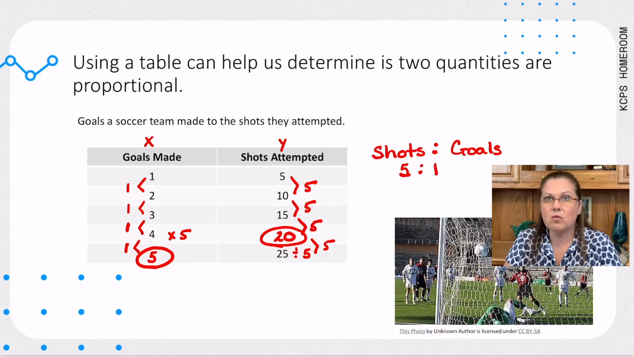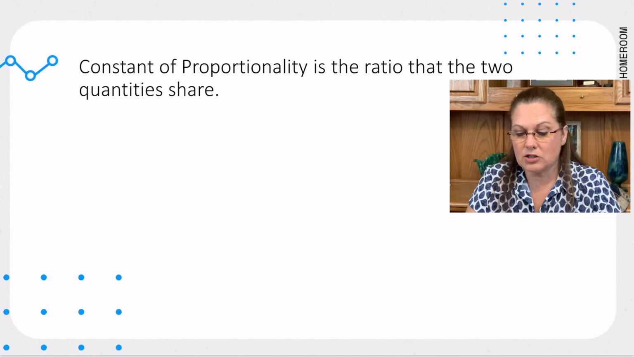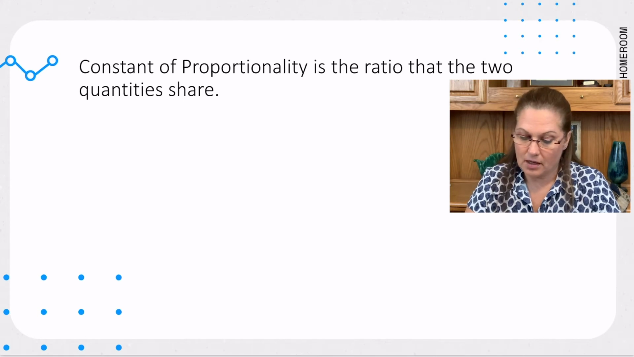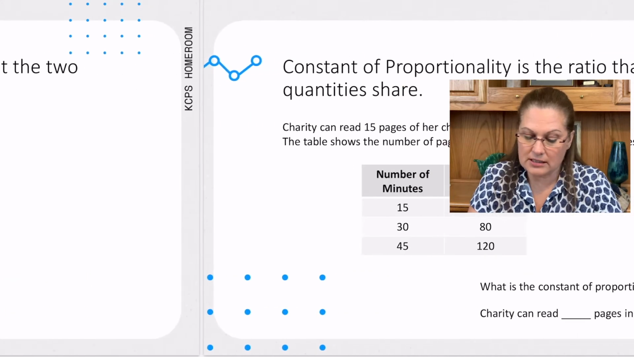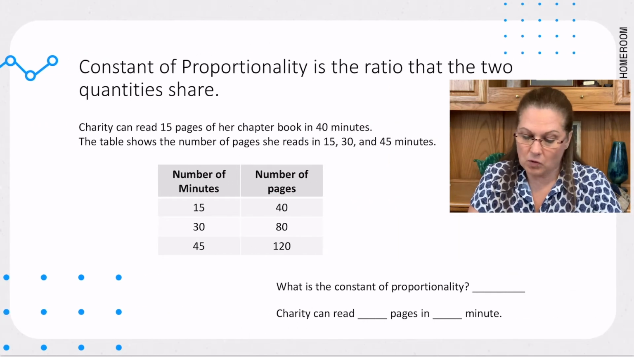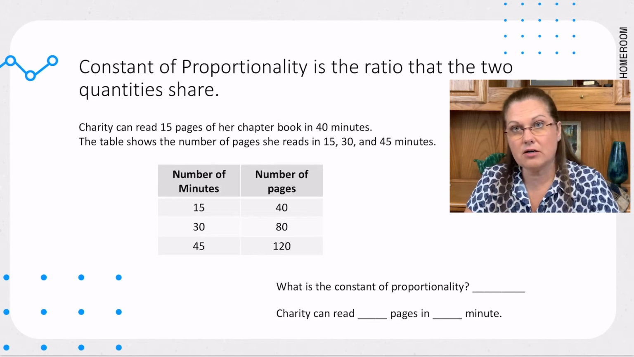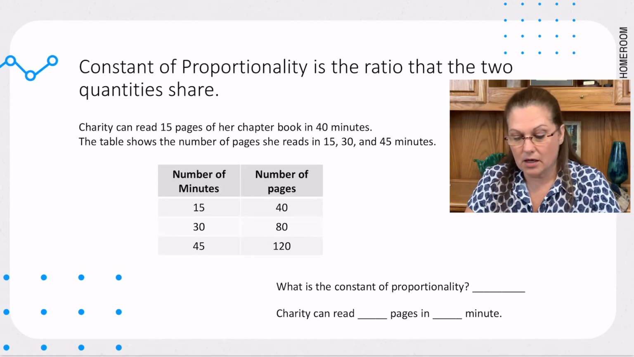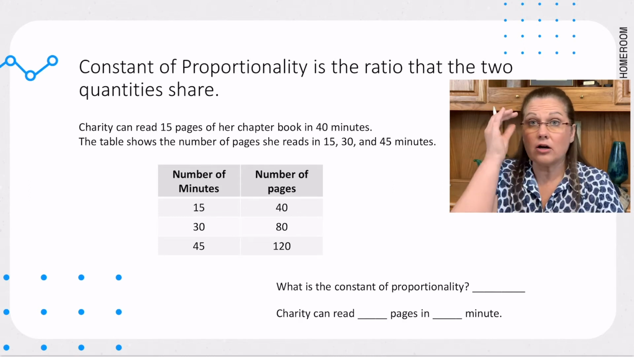So let's talk about what the constant of proportionality is. Constant proportionality is the ratio that the two quantities share. Let's take a look at an example. Charity can read 15 pages in her chapter book in 40 minutes. The table shows the number of pages she reads in 15, 30, and 45. We need to figure out our constant of proportionality, or the ratio that our two quantities share.